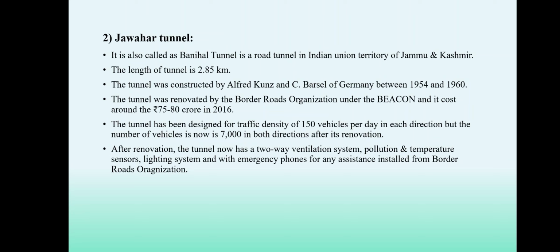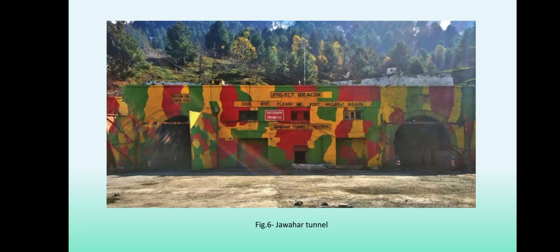The tunnel was renovated by the Border Roads Organisation and its cost was around 75 to 80 crore rupees in 2016. The tunnel had been designed for traffic density of 150 vehicles per day in each direction, but the number of vehicles is now 7,000 in both directions after its renovation. After renovation, the tunnel now has a two-way ventilation system, pollution and temperature sensors, a lighting system, and emergency phones for any assistance installed by the Border Roads Organisation.